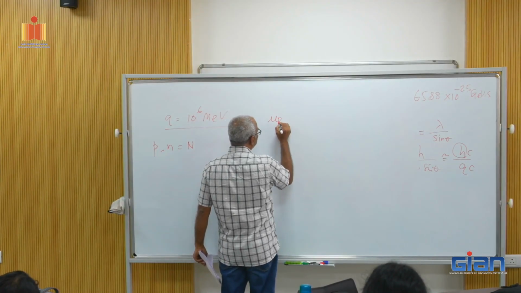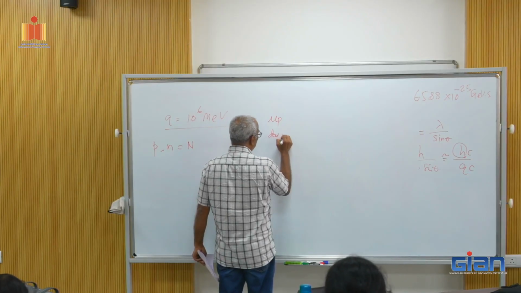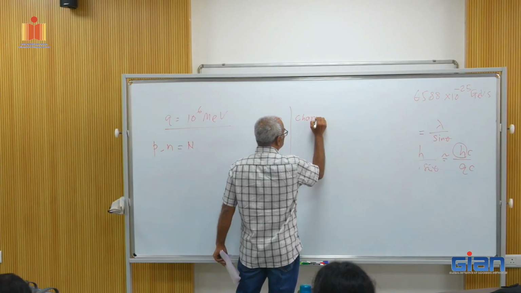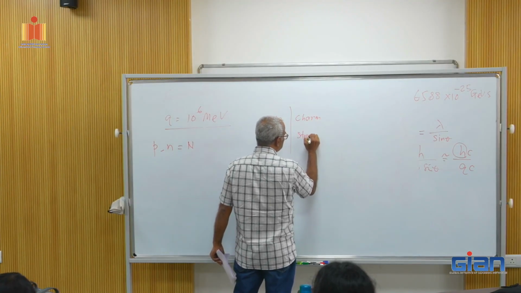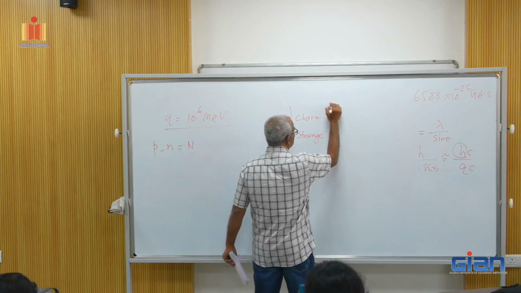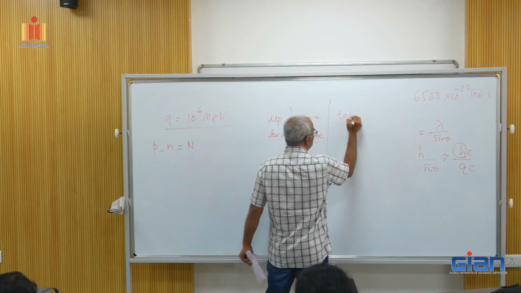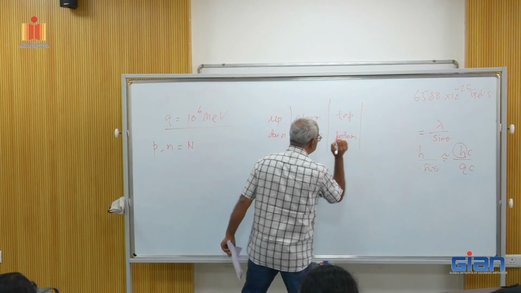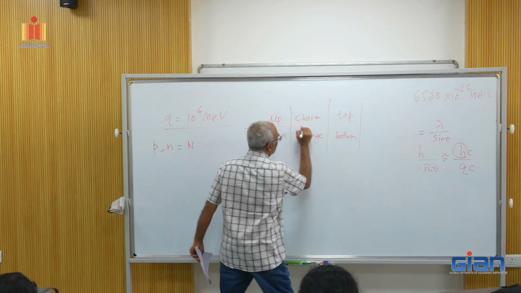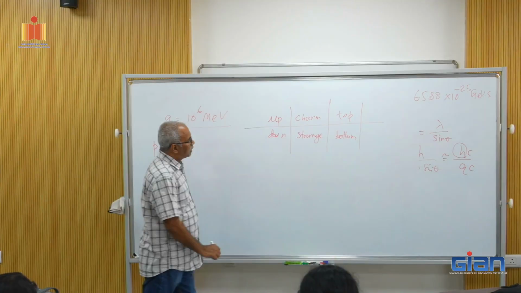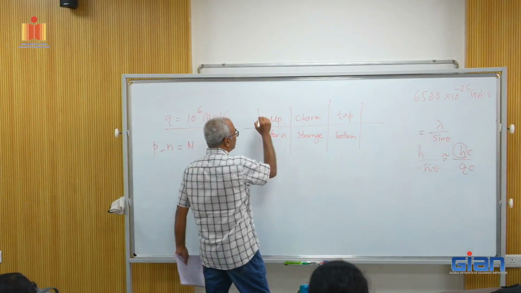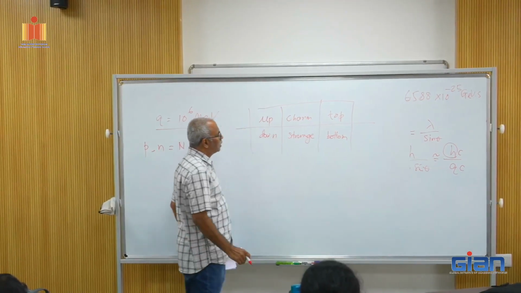This is the up quark, down quark, charm, strange, top, and bottom. So these are the 6 quarks that we have found. All of them have been observed so far.